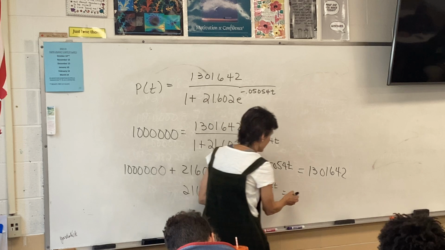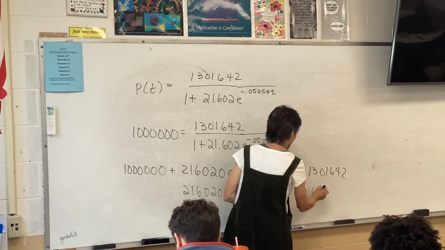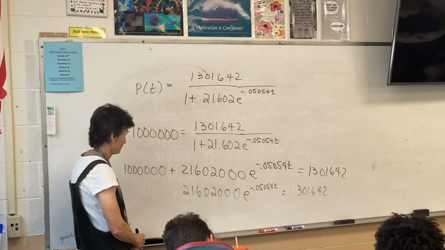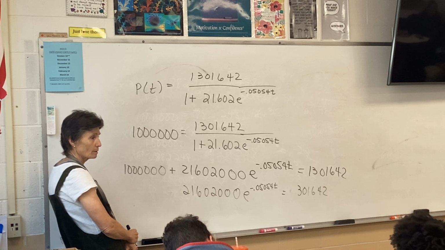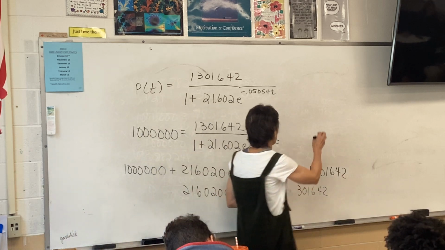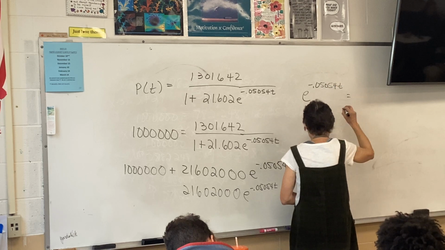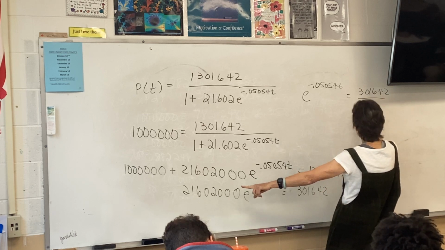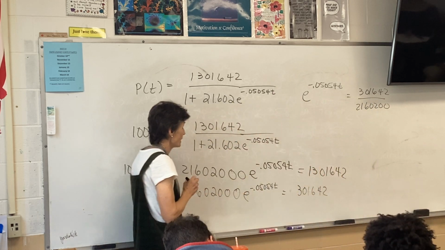And so is that going to be negative 301, or not negative, 301,642? Just divide by 2. Divide by the 221 million number now. So e to the negative 0.05054t equals whatever this is divided by that, and I'm not going to type that in yet. I don't want to round that off. I've got plenty of time to type that in.